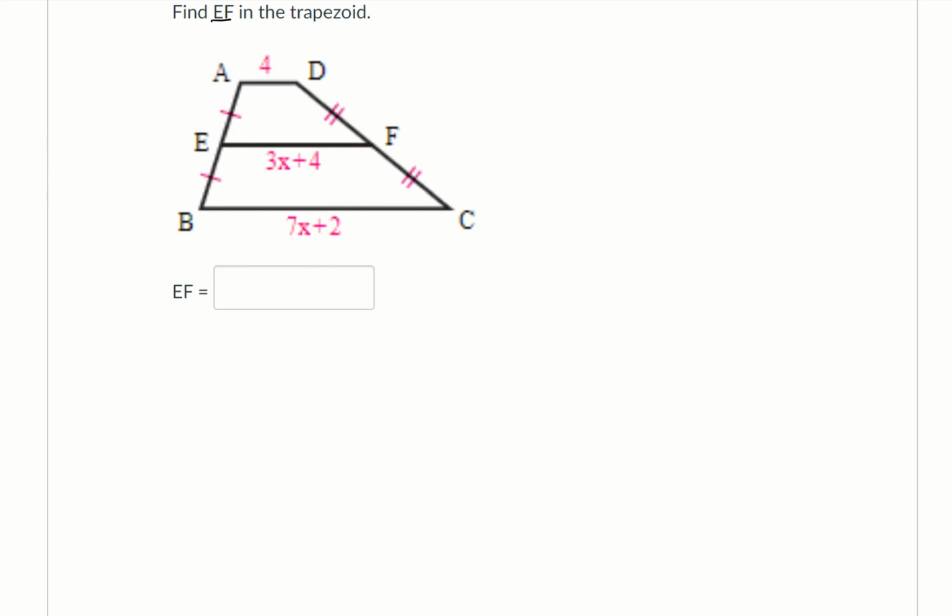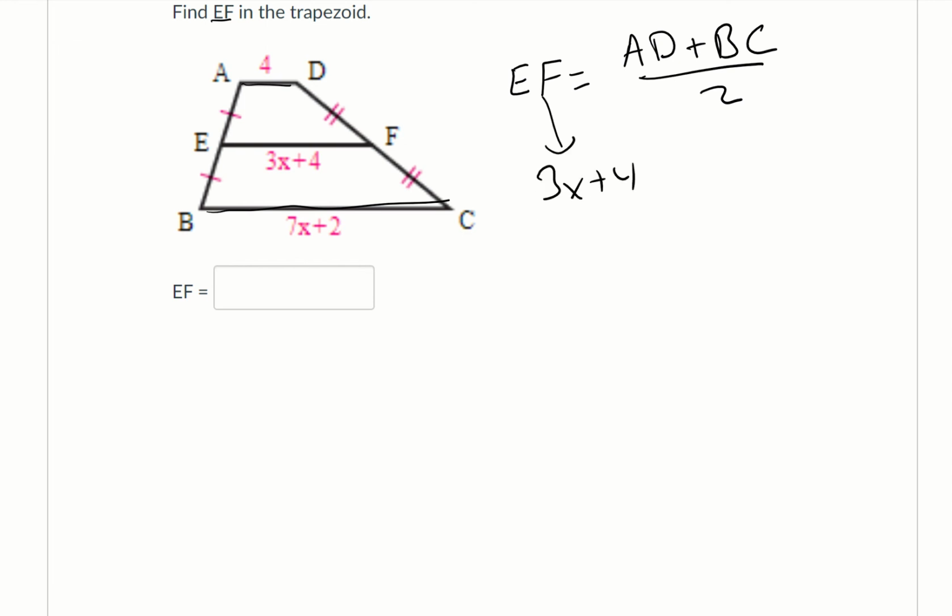Remember, to find the mid-segment, in this case EF, you take the average of the bases. So you take the average of AD and BC: AD plus BC divided by 2. And that's how you get the mid-segment. We know EF is 3x plus 4, so I'm going to plug in 3x plus 4, and then average these two, add them up, and divide by 2. Okay, so there's my equation.